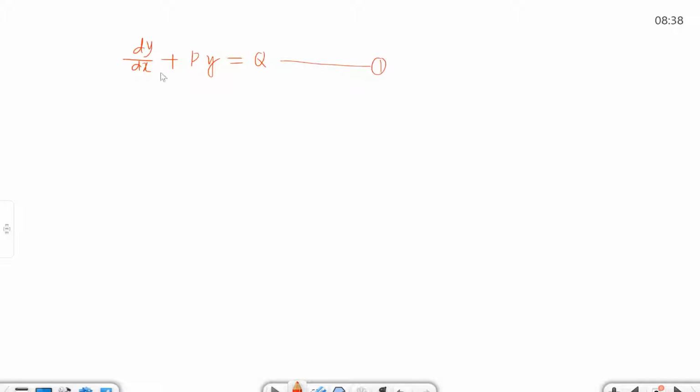First of all, we have to multiply by a term, and that term is known as the integrating factor. In short form, the integrating factor is equal to e to the power integration of P dx.